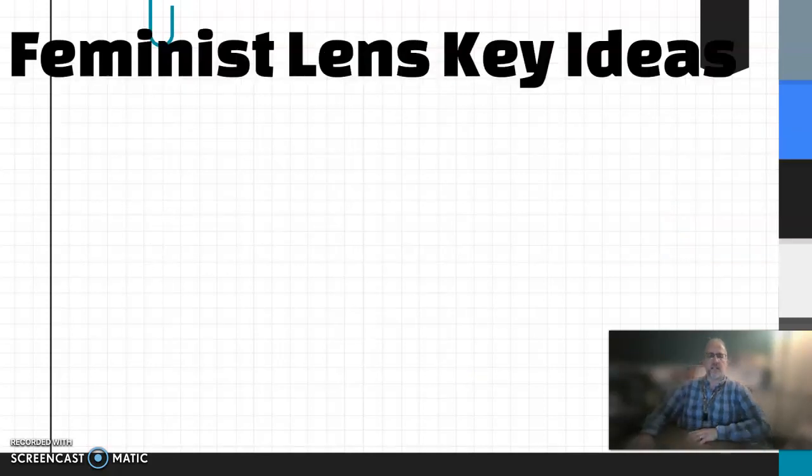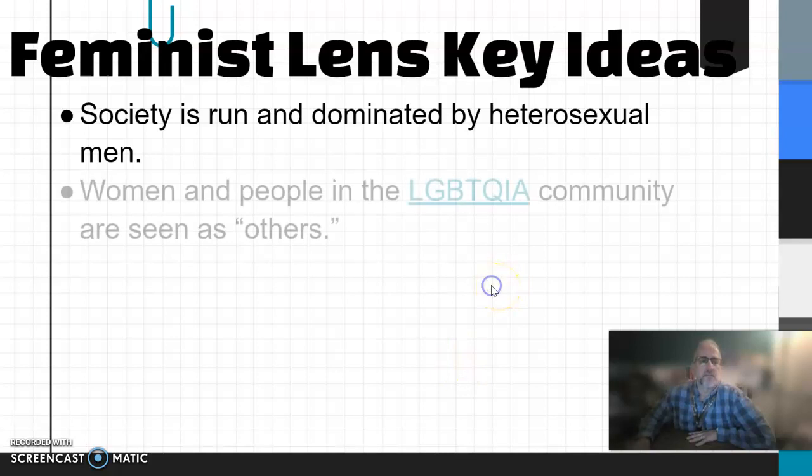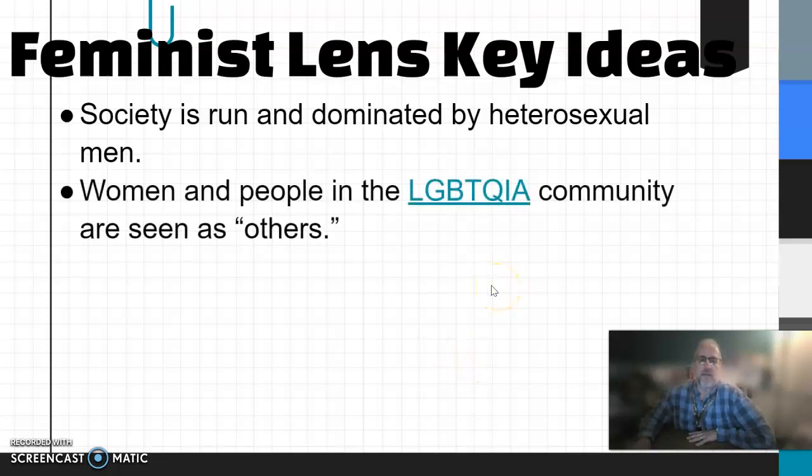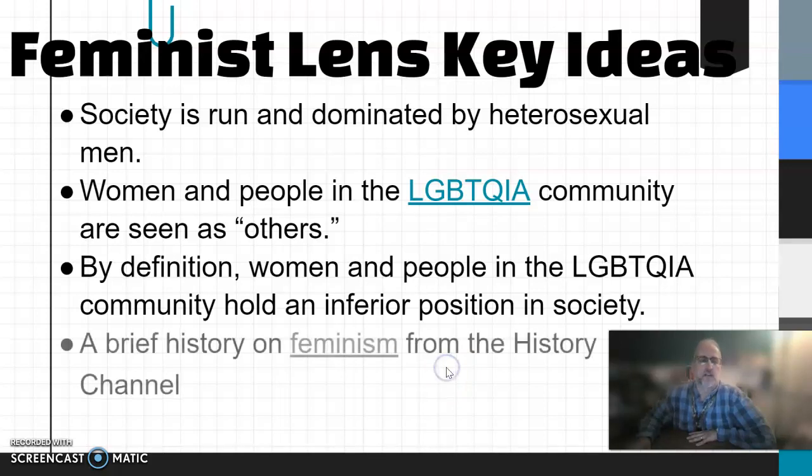So, feminist key ideas. Society is run and dominated by heterosexual men. Women and people in the LGBTQIA community are seen as others. By definition, women and people in the LGBTQIA community hold an inferior position in society.